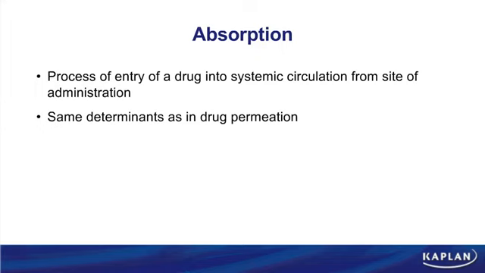Now we're going to cover the 4 parts of pharmacokinetics, and part 1 is drug absorption. First, let's start with the definition for drug absorption. It's really the process of entry of the drug into the systemic circulation from the site of administration.